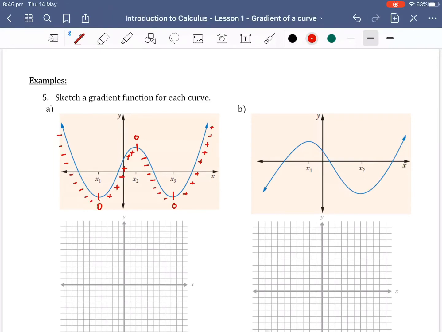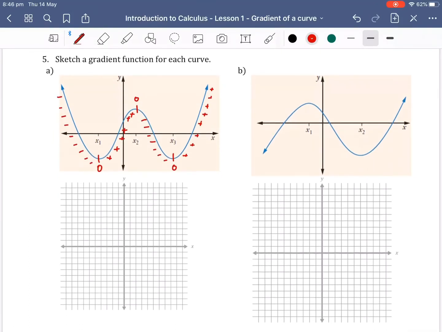So then what we do, for our f dash x equals 0, this is at x1, x2, and x3. So on the gradient graph, which we're going to draw here to sketch the gradient function, these will be the points on the x-axis. So we want to follow down, and we want to put where x1 will be on our x-axis. We want to follow down where x2 will be, and we want to follow down where x3 will be.